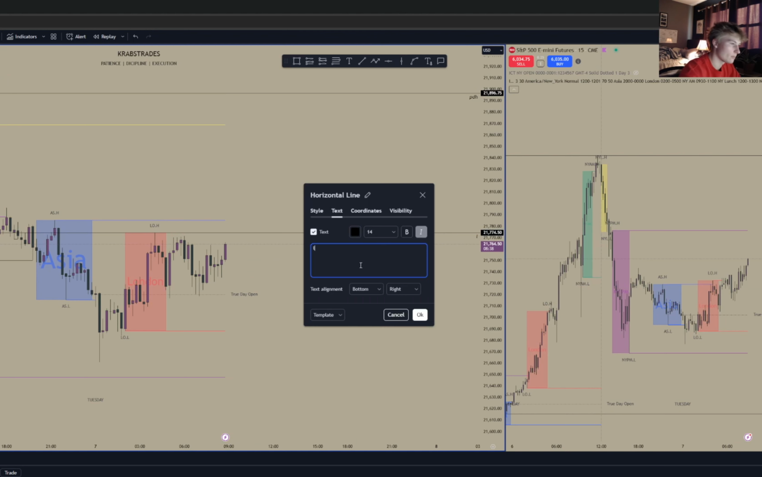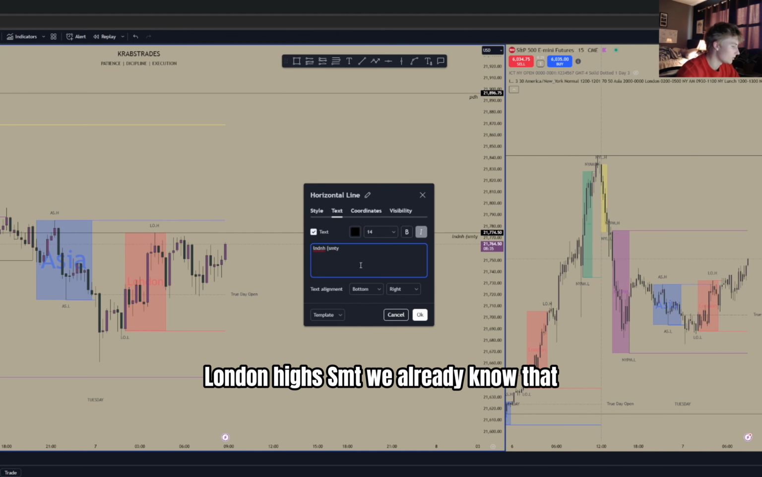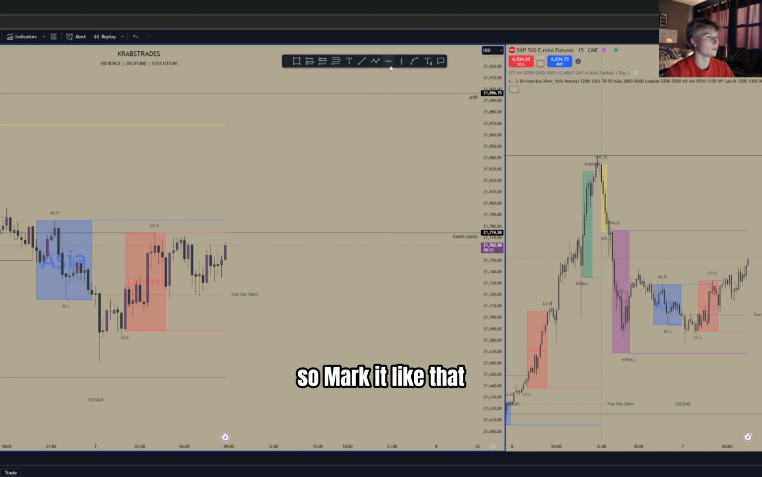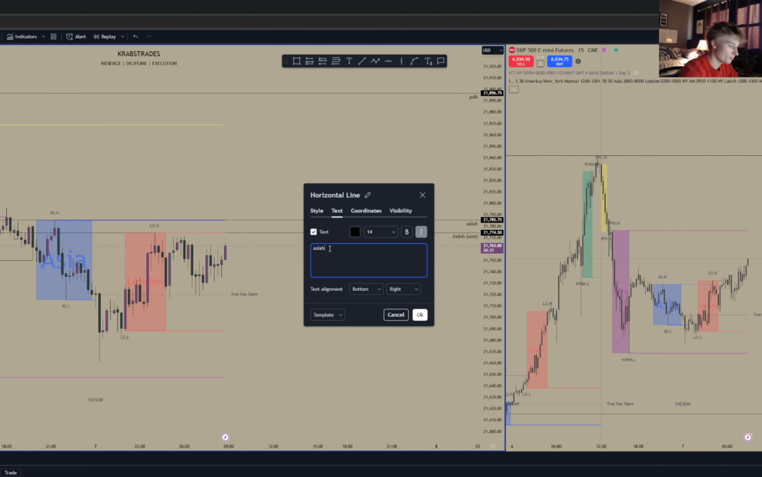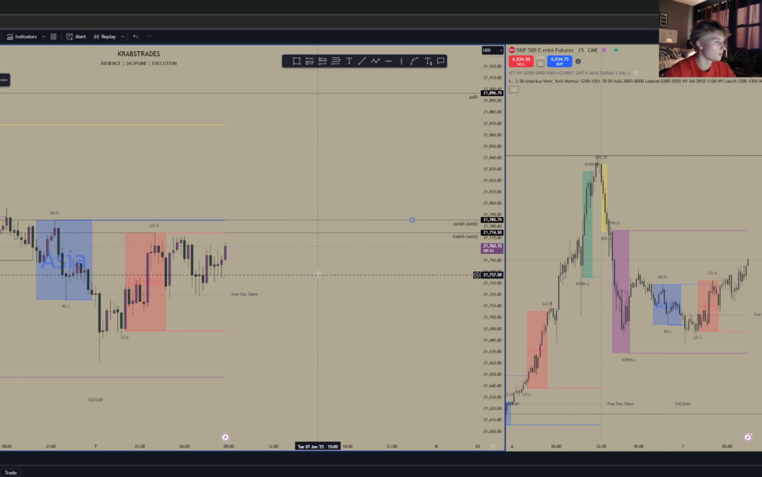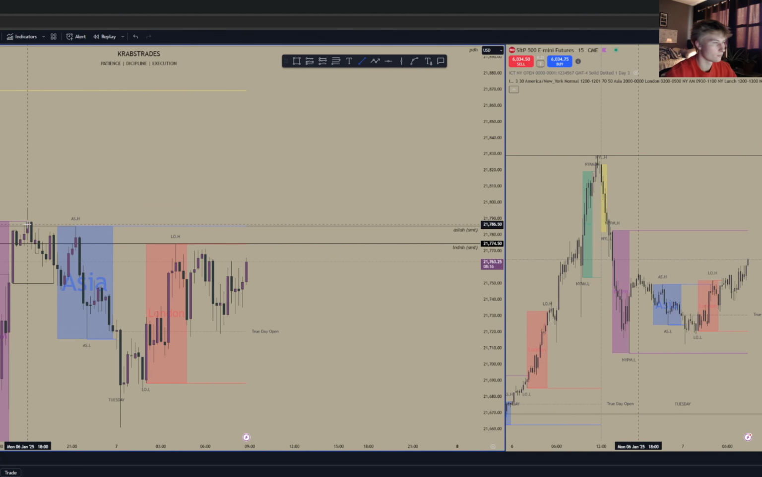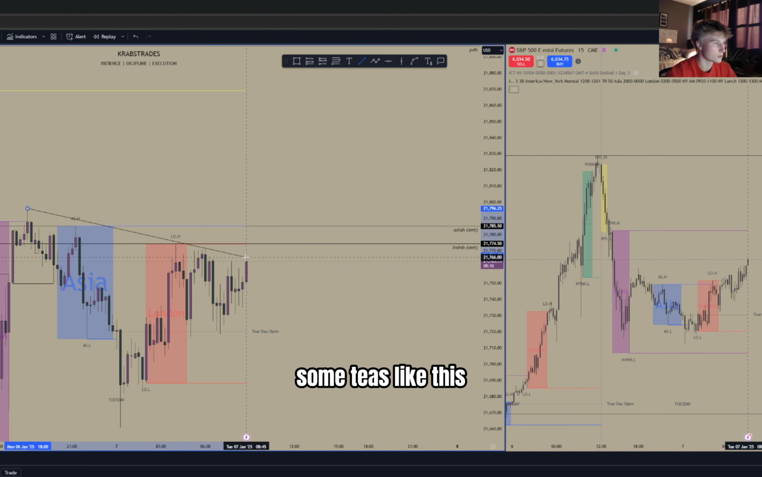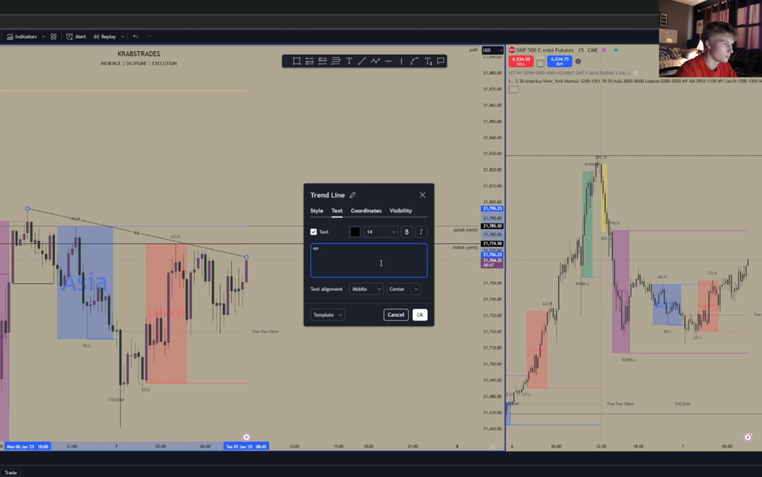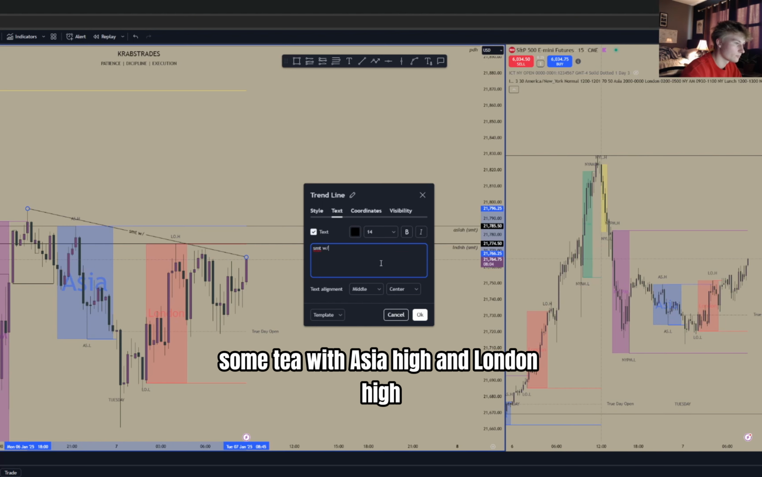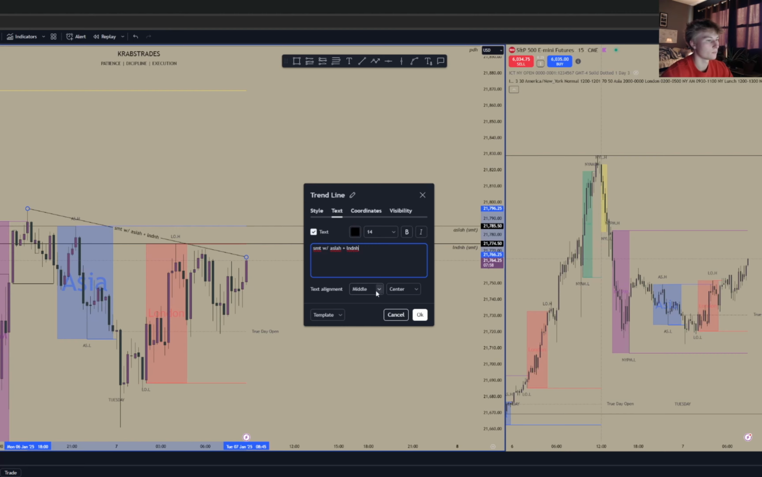London high. London high is SMT, we already know that, so mark it like that. Asia high as well. SMT as well. Right there, the SMT is with Asia, actually, as well as this swing. SMT is like this. SMT with Asia high and London high. We're gonna see if this holds.